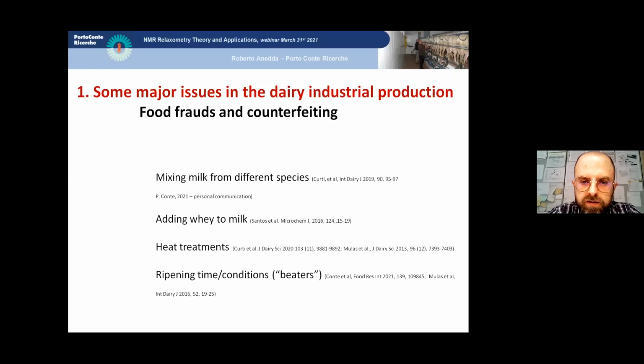Sometimes some analytical kits are built to verify if whey is added to milk. They check for casein-glycomacropeptide in milk, but unfortunately they only work on bovine milk and do not work when applied to sheep milk, for example, or to milk derived from other animals.